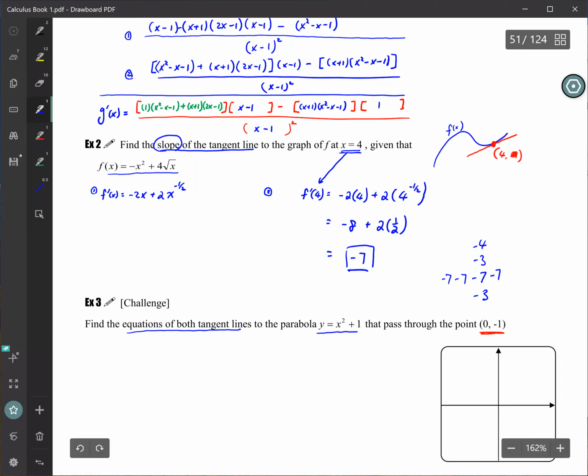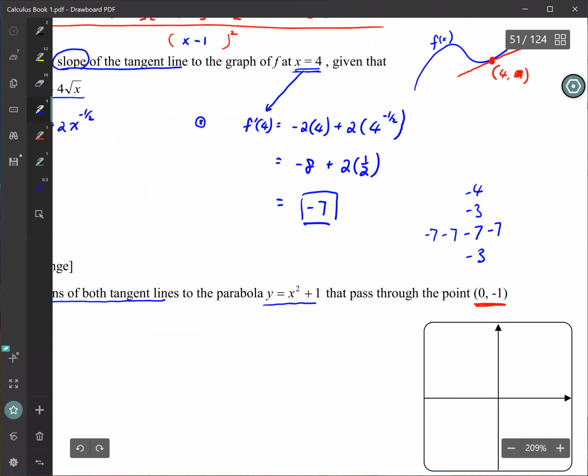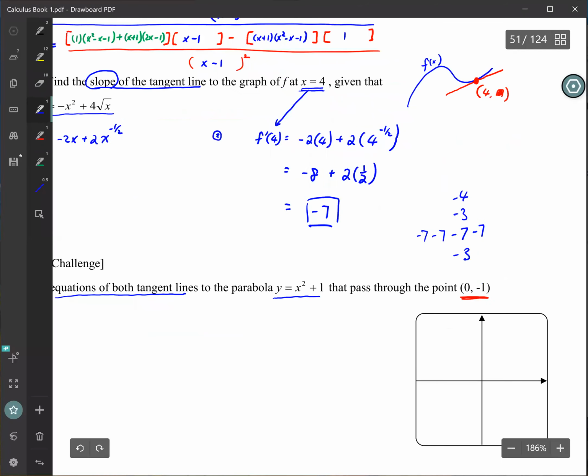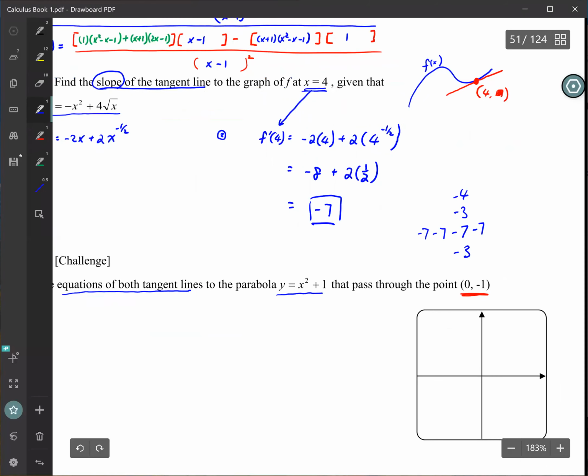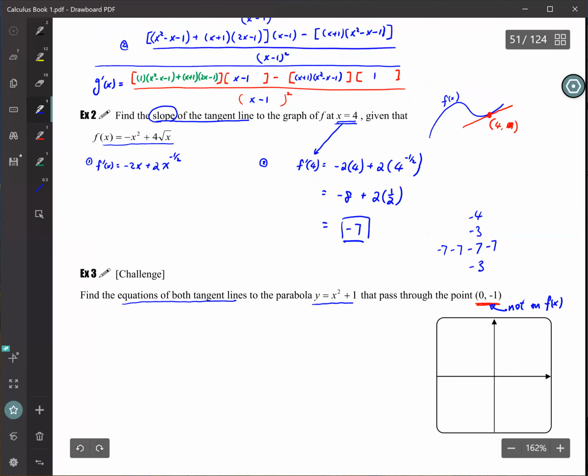What about 0, -1? Is 0, -1 on the graph? No, right? How do you check without graphing? If you plug in the point 0 into x squared plus 1, then your answer is +1, not -1. So if you plug in 0, it doesn't match the point. That means this point is not on the graph, not on f of x. So that's the biggest difference between the two. They both give you the function, and they both give you a point, but in the first one, the point is on the graph.